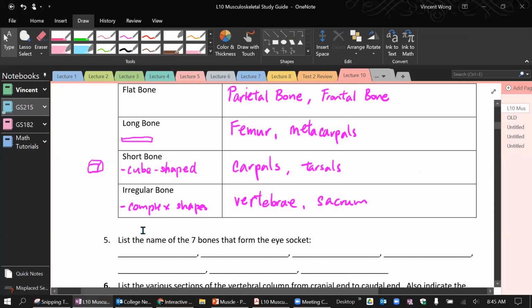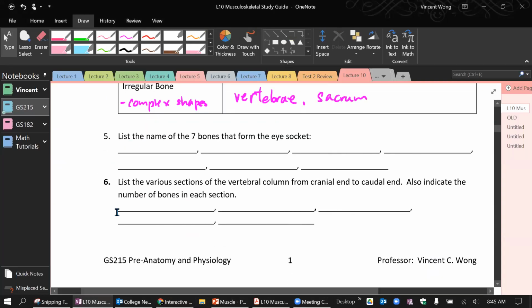Let's go back to this and fill it in. So the 7 bones, we have the frontal, okay, which forms the top of your eye socket. We have the maxilla, okay, which forms the bottom and a little bit of the middle. We have the zygomatic, which forms the lateral side of your eye socket. We have the sphenoid bone, which forms the back of your eye socket.